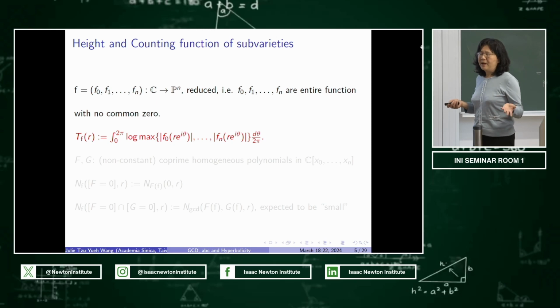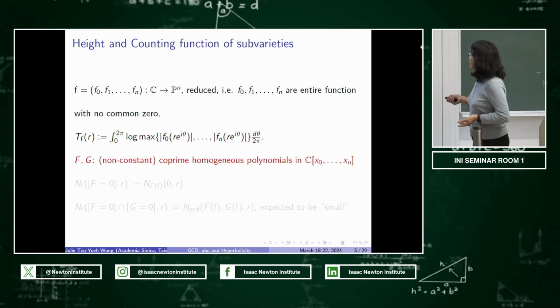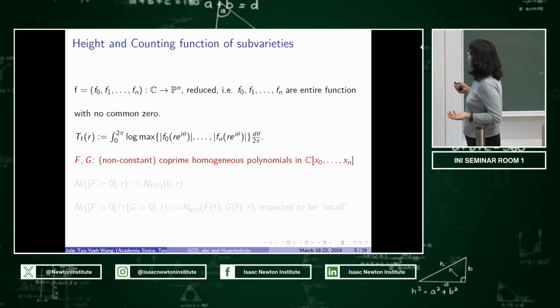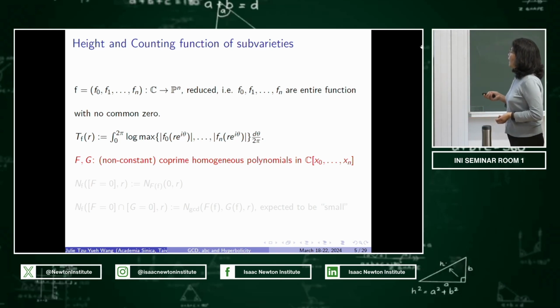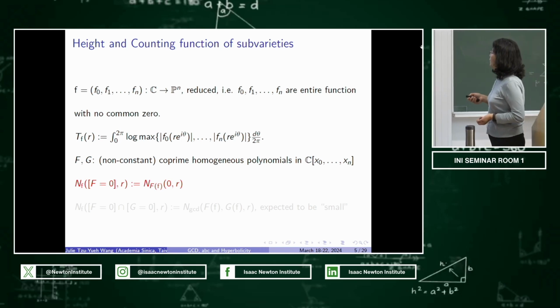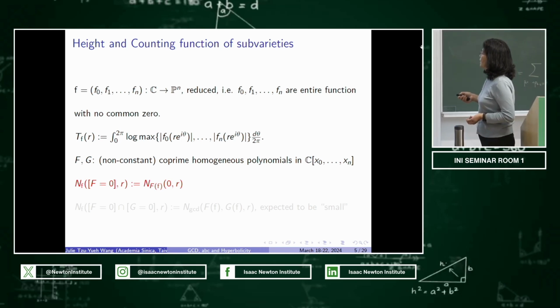They are defined by polynomials in n plus 1 variables. So let's take a homogeneous polynomial over C with n plus 1 variables. In geometric terms, we want to study how this map intersects the hypersurface defined by this polynomial. Because we already made these entire functions without common zeros, we can just define the counting function of the polynomial composed with the small f. This makes sense, right?